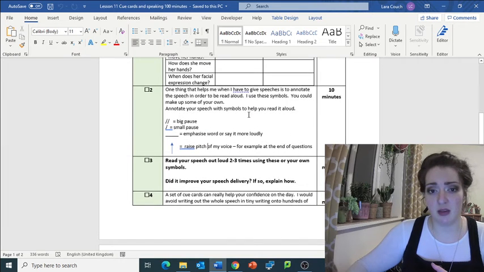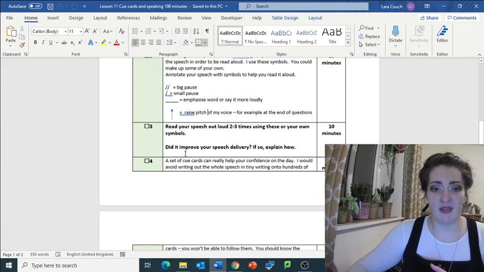But what you do is read through your final speech now and annotate where you're going to do this. What I'd like you to do then is practice reading your speech with these symbols, and then if it improved the delivery of your speech, explain in a couple of sentences just below here why you think it did.